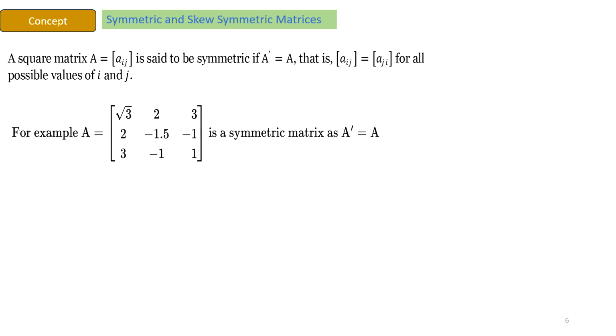Concept, symmetric and skew symmetric matrices. A square matrix A is said to be symmetric if A transpose is equal to A. That is, each element of the matrix aij is equal to aji. An example of symmetric matrix is provided in the slide.